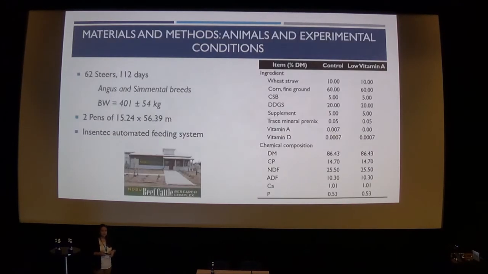And to do that, we had a steer experiment being conducted in which we had 62 animals that were tested over a 112-day period. Those animals were housed at the Beef Cattle Research Complex at North Dakota State University in Fargo, North Dakota, and they were equally divided into 2 pens that gave access to the animals for the Insentec automated feeding system. Those animals were fed a corn-based diet.